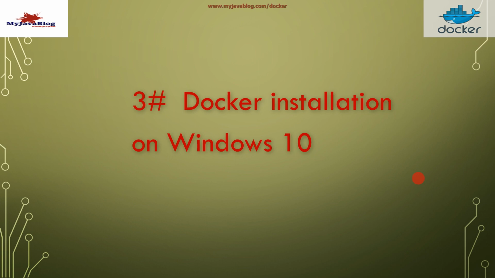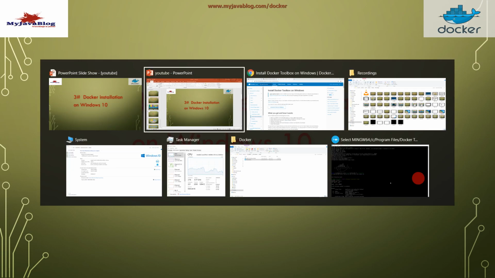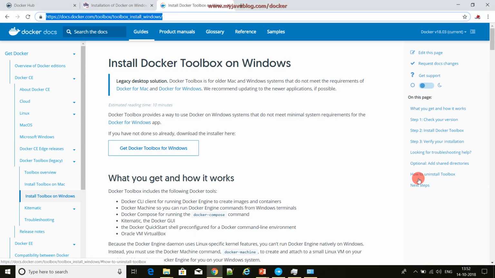The difference in the installation is because Windows 10 Home Edition has no support for Hyper-V, but Windows 10 Pro Edition has inbuilt support for Hyper-V. This Hyper-V component actually allows virtualization support for Windows. So we will see how to install Docker Toolbox.